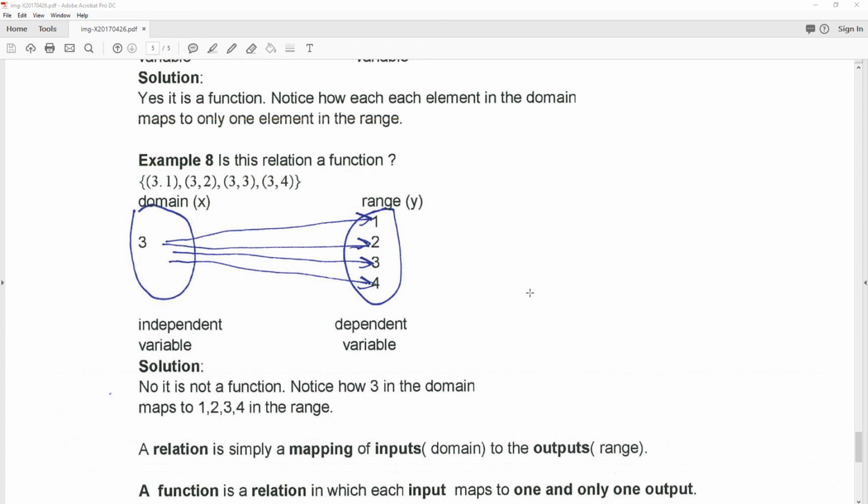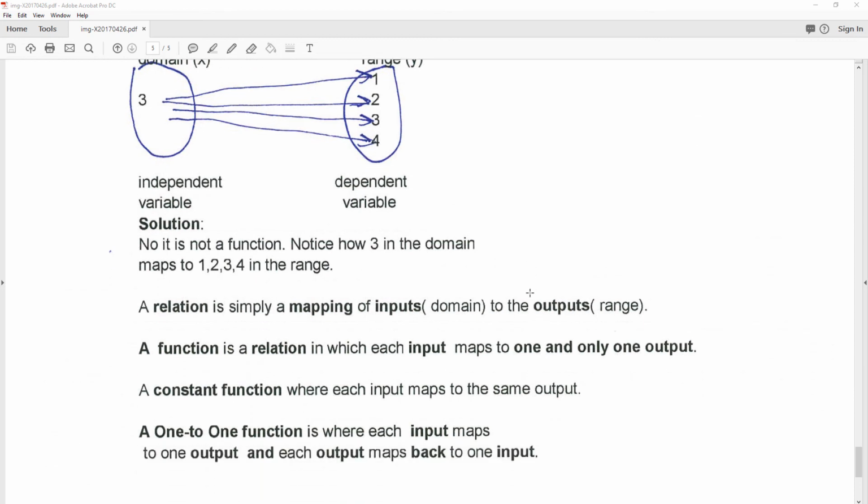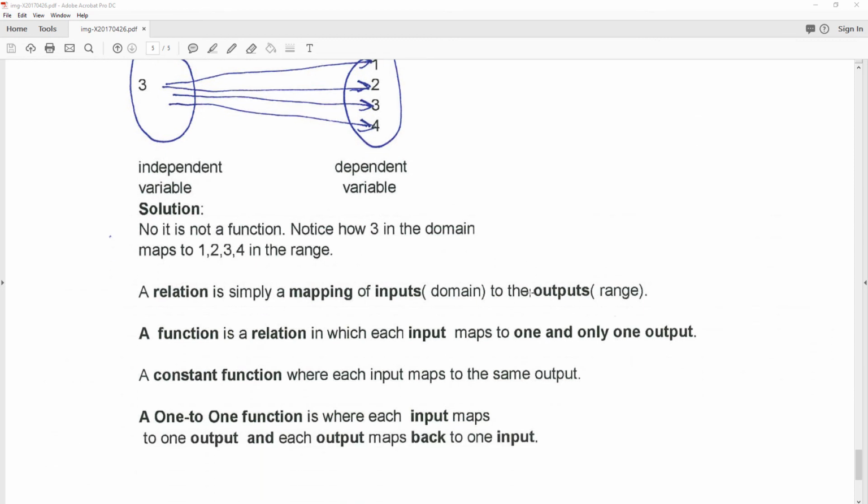To summarize, a relation is simply a mapping of inputs to the outputs. A function is a relation in which each input maps to one and only one output. A constant function is where each input maps to the same output. A one-to-one function is where each input maps to an output and each output maps back to one input. That is a one-to-one function.